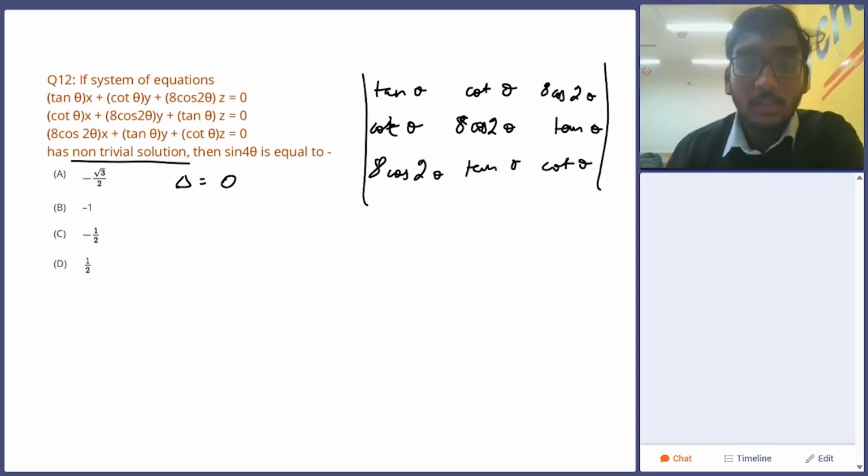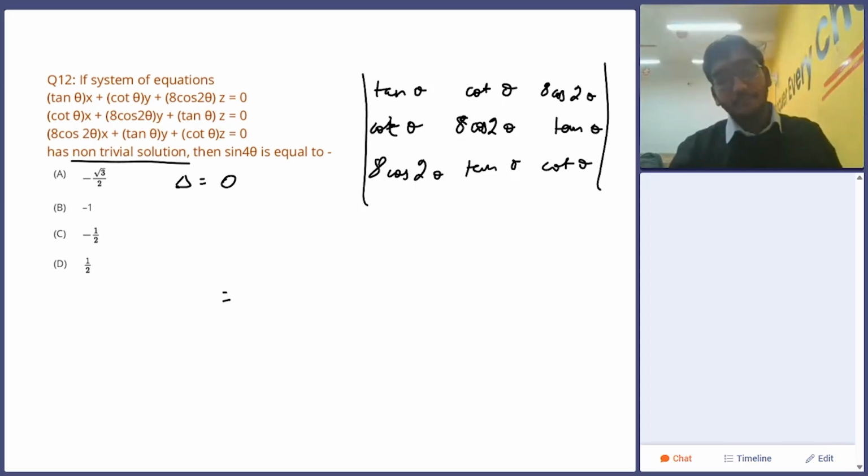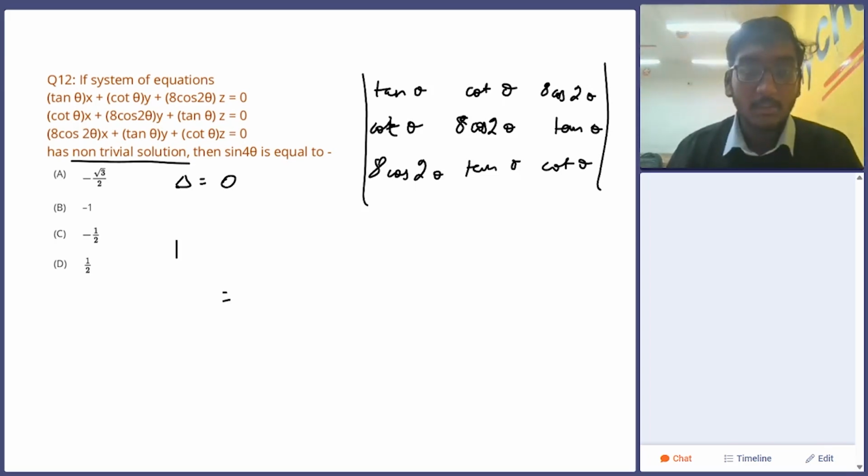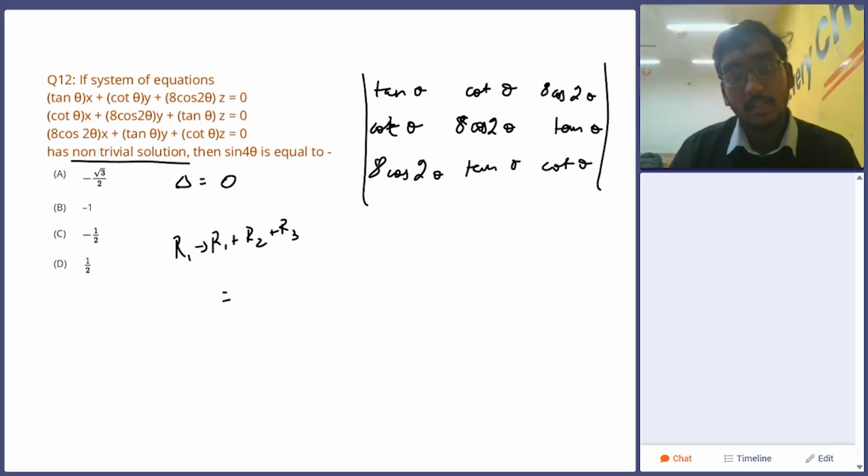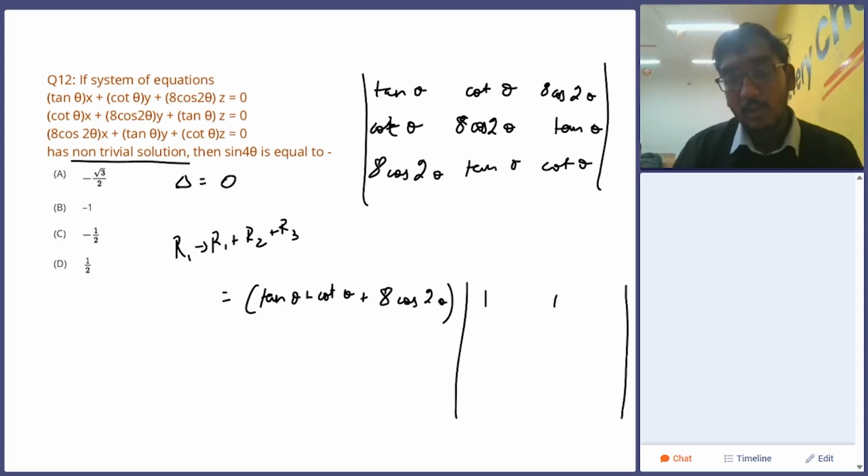Okay. So what we can do is just do this operation of adding all the 3 rows. R1 becomes R1 plus R2 plus R3. So what you will get is tan theta plus cot theta plus 8 cos 2 theta outside the determinant, and it will be 1 1 1, and the other 2 rows will be unaltered.